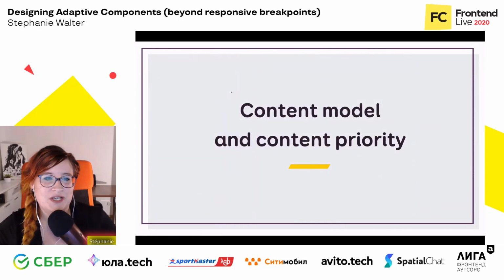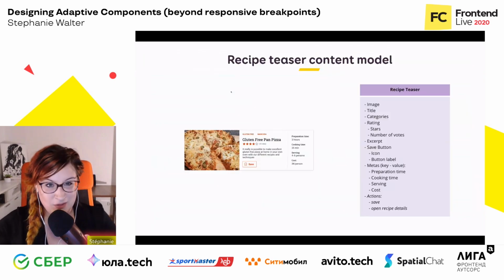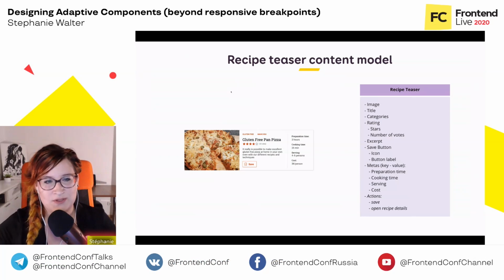So the question you usually want to ask by now is, okay, but how do we take design decisions like that? How do we decide to change this? What do we show in the big and the small components, things like that? And usually when I have to build responsive components, I start with content modeling. So if you think about my recipe teaser, it's composed of a lot of things. It has an image, it has a title, it has a category. I have ratings. Those ratings are themselves components that could be cut into small pieces: stars, number of votes, an excerpt, a save button that again is composed of 2 things, an icon and a label.